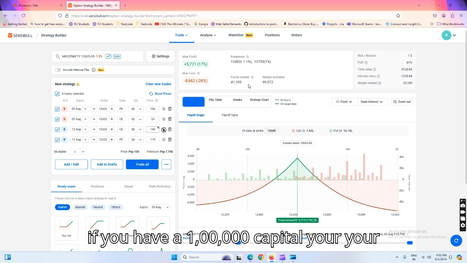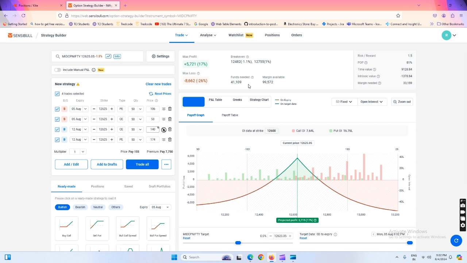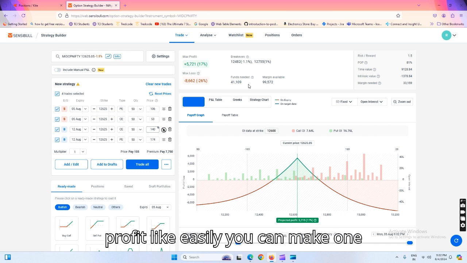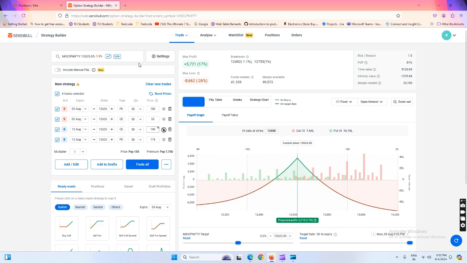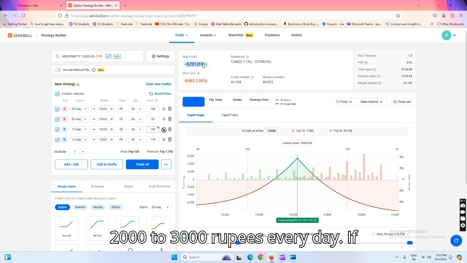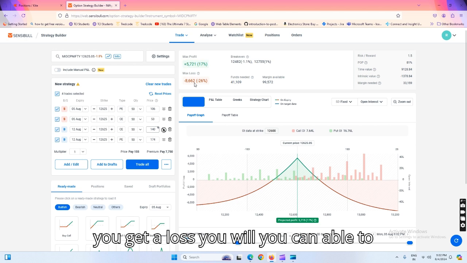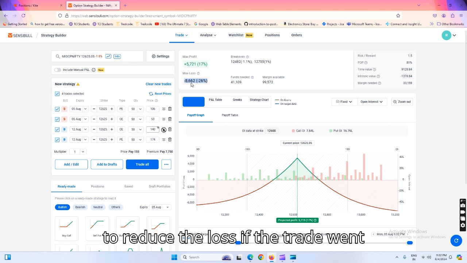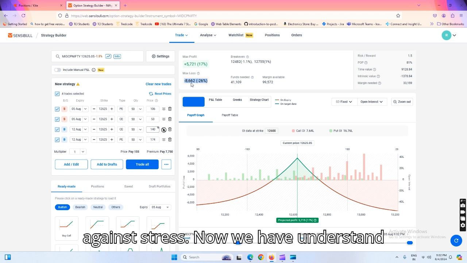Even if you have 1 lakh capital, you can easily make adjustments as well, using 1 lot. Usually you can make 2000 to 3000 rupees profit every day. If you get a loss, you are able to reduce it. I am going to explain how to reduce the loss if the trade goes against us.